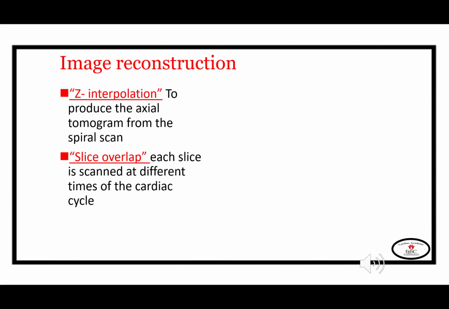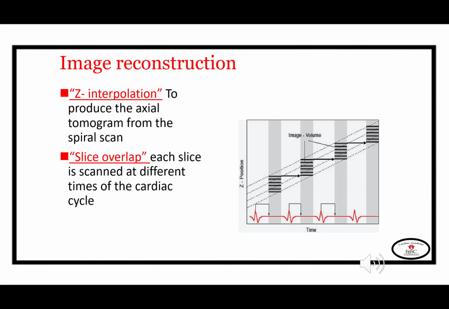Image reconstruction starts at the level of the machine itself, where it performs what we call the Z interpolation, in which axial images are generated from the spiral acquisition. Slice overlap: we take different slices at different phases of the cardiac cycle, as we see here.